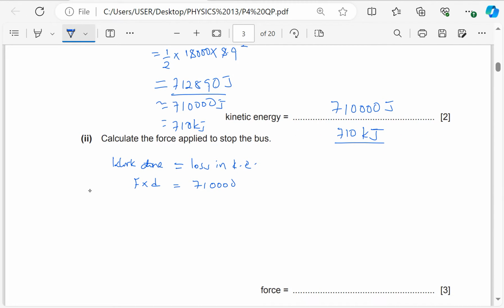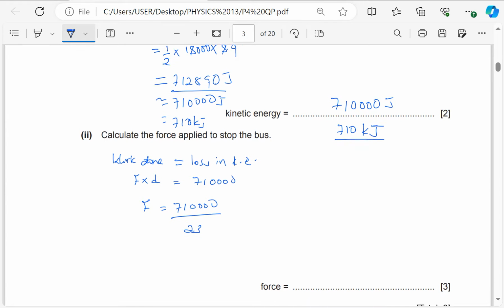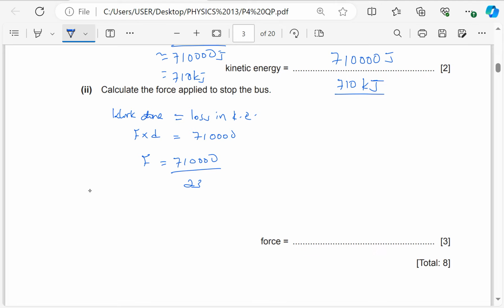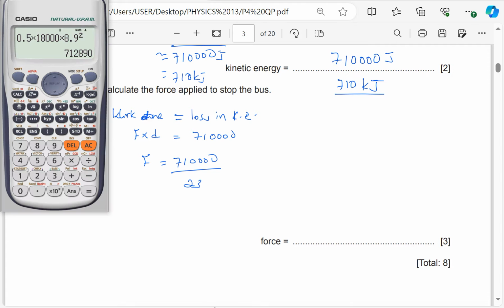So if I make F the subject, F is going to be 71,000 divided by the distance, which was 23. So the work done is equal to the loss in kinetic energy. So as it loses kinetic energy, work is done by this force to make sure that it loses kinetic energy.